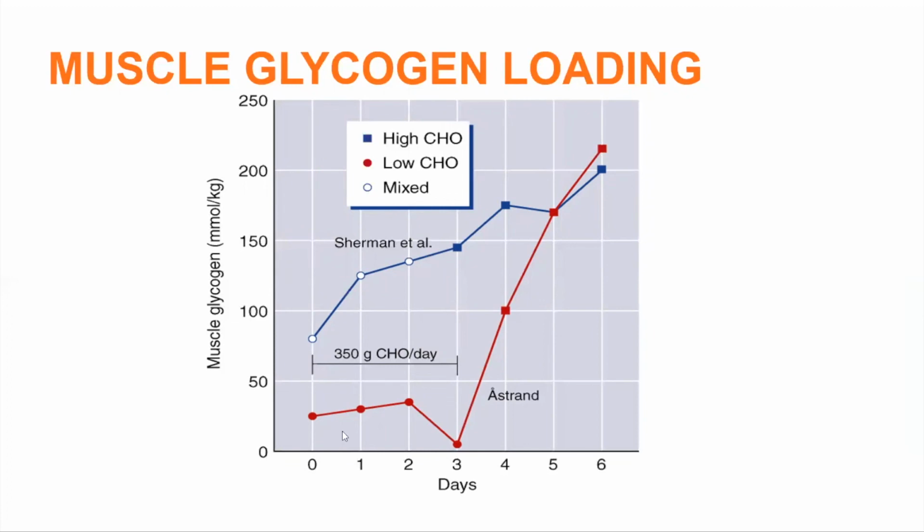So in red, it's showing Astrand's model where you're going to do exhaustive exercise, so your muscle glycogen is going to be reduced. And then you're going to slowly increase your carbohydrate intake through your diet and taper off your exercise regimen. Sherman's glycogen loading protocol says that you do not have to do that exhaustive exercise, but you can just start to increase carbohydrates in your diet and taper off your exercise, and the results would be about the same.